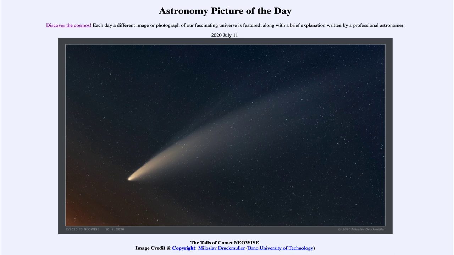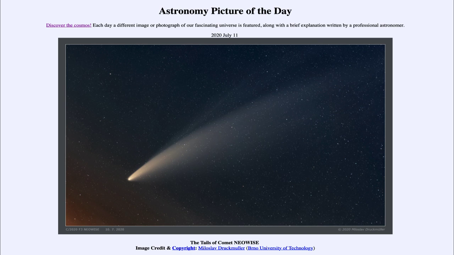So what do we see here? Well, as we've looked at over the past few days, this is the comet known as NEOWISE, and it is a prominent comet right now in the morning sky, which will be transitioning into the evening sky. And here we see a nice image of it taken on July the 10th, and we can see the head of the comet towards the lower left hand side, and stretching back we see two tails.